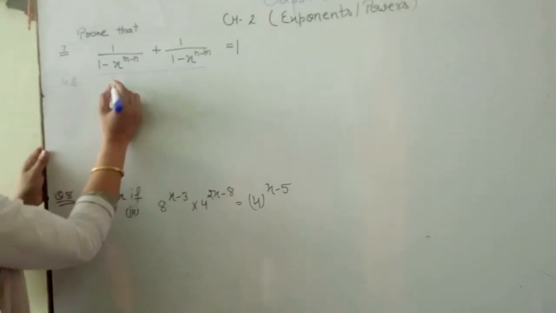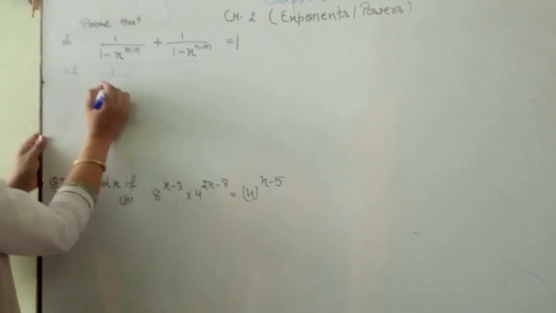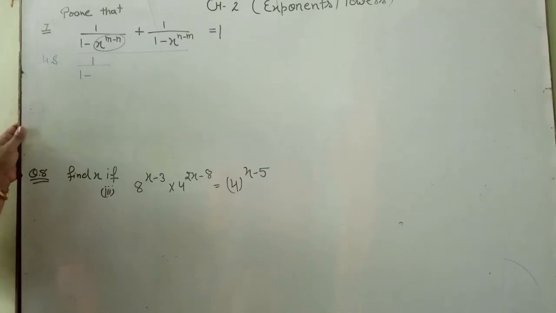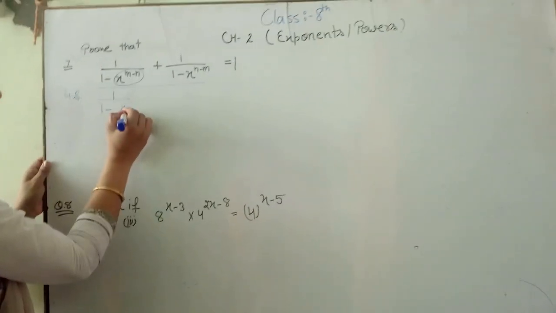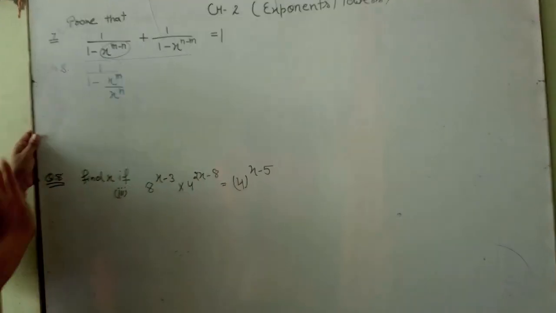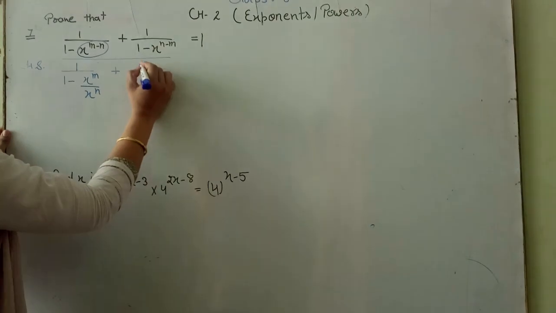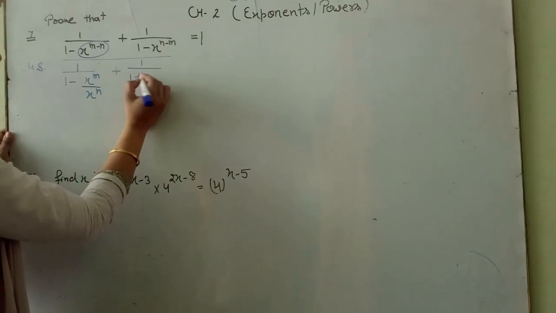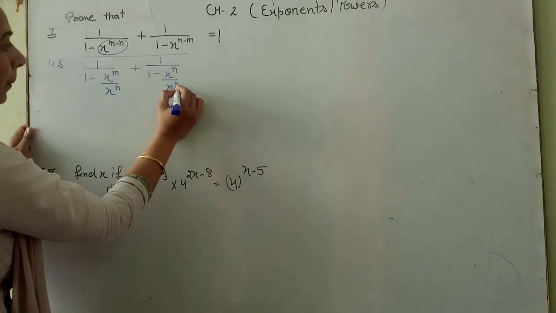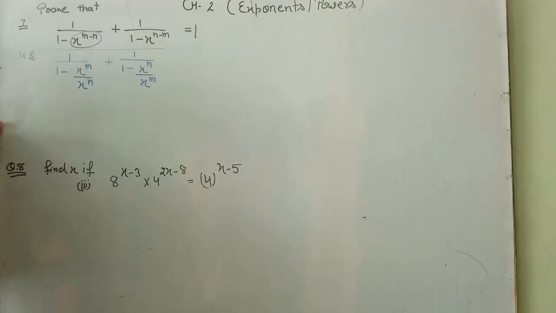We can write it 1 as it is, minus. We can write this according to quotient law: x raised to the power m by x raised to the power n. Plus 1 as it is, same, 1 minus x raised to the power n by x raised to the power n. According to quotient law, we can also write this in this form.